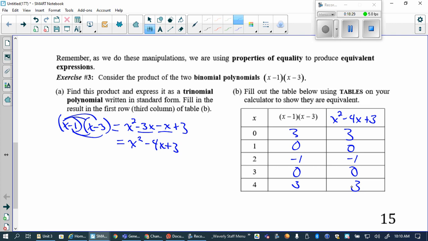The point of this is that we took this thing, distributed, combined like terms, and got a whole different looking expression, right? But they are equivalent. And by the way, let me ask you a question to think about for later. Look at these two binomials. In this trinomial that resulted, where did that positive 3 come from? -1 times -3. And in the middle, where did this -4 come from? -1 minus 3. So adding them gave you the middle term. Multiplying them gave you the third term. Just keep that in mind.